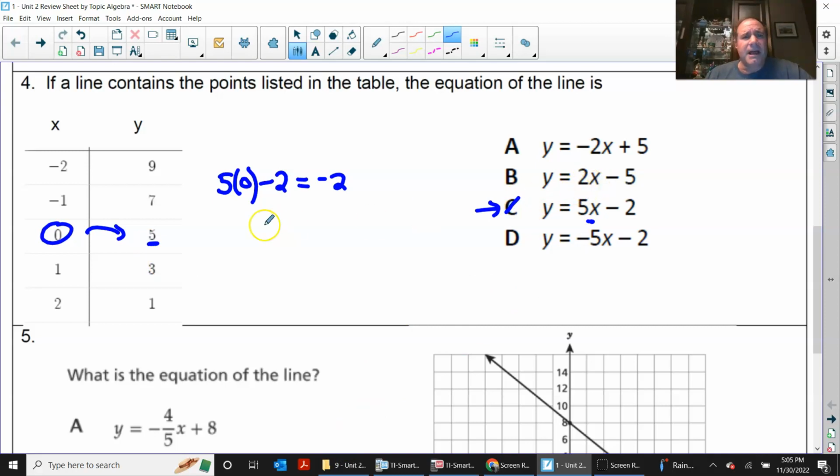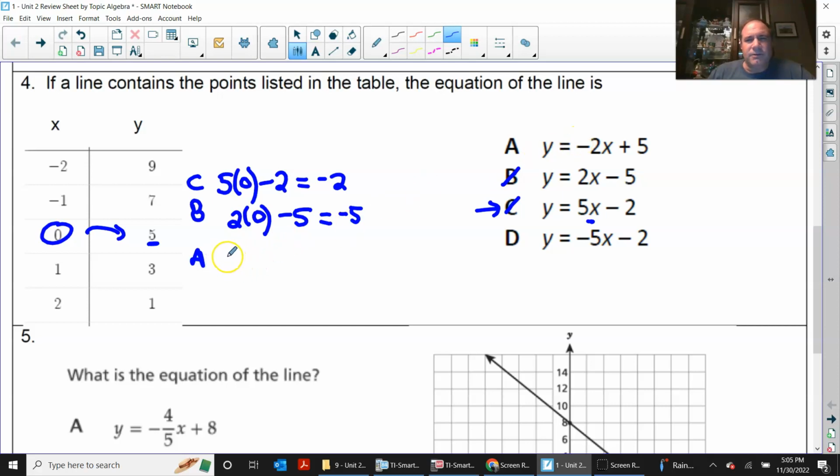Then I'm going to the other positive. So I'm going to try 2 times 0 minus 5. 2 times 0 minus 5 is negative 5. I'm supposed to get positive 5. That's out. So now I'm forced to go with A, and I'm going to try A. So this was C, and then I tried B. And I'm just trying them in that order because I think it's a little bit easier to deal with positive numbers. So I have A.